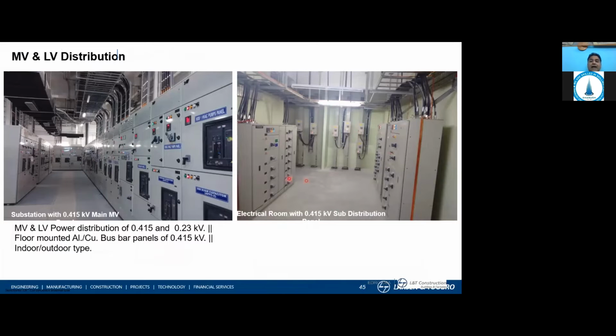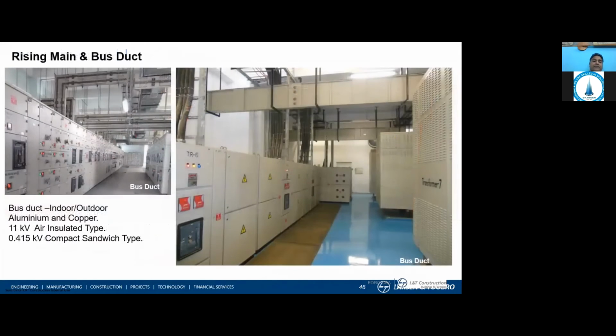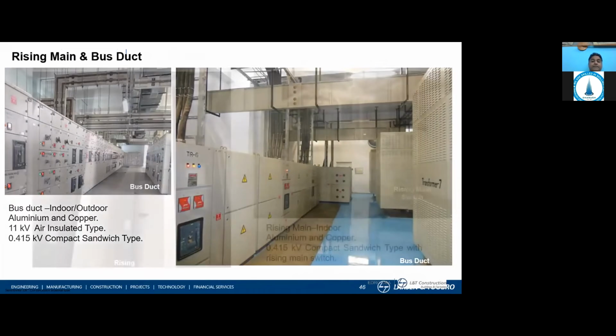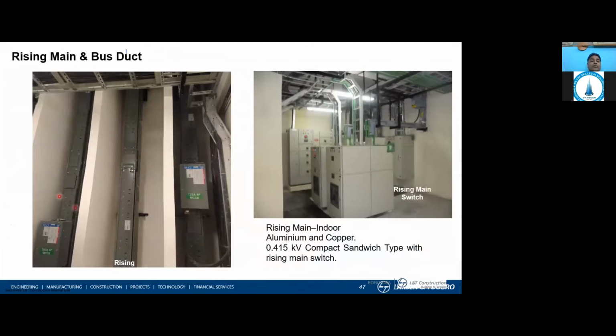This is a typical electrical room, and this is a typical floor electrical room where this is the rising mains of the tap off. You can see here, and these are the bus ducts. This is a close-up view of the rising main.